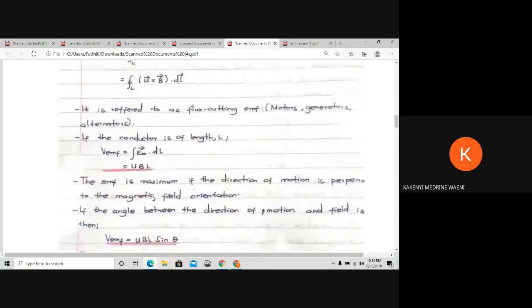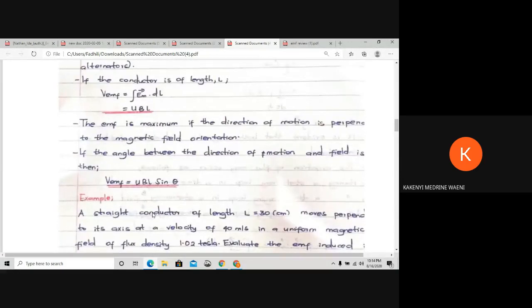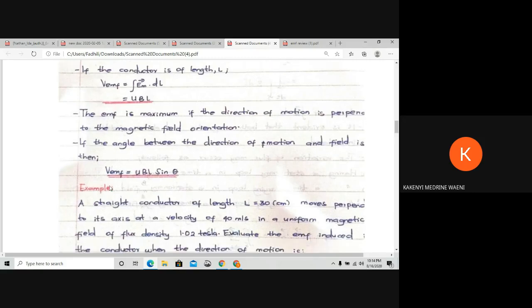Usually it's perpendicular to the magnetic field, meaning that's 90 degrees. So when you do UBL sine 90, sine 90 is 1, so it becomes UBL. But not if there's a theta. At theta, it changes. Another thing to note is the smaller the value of theta, the lower the induced EMF. Then we did a question.